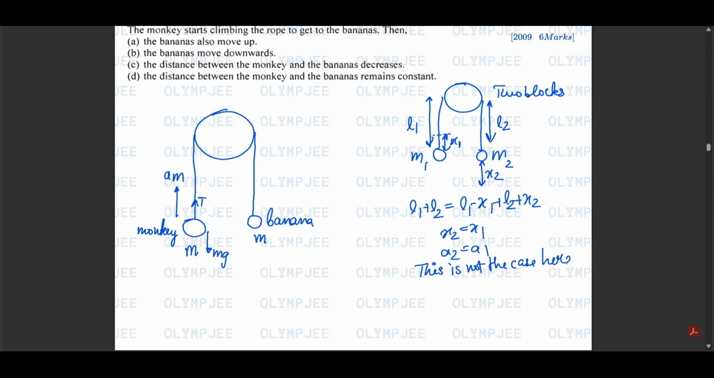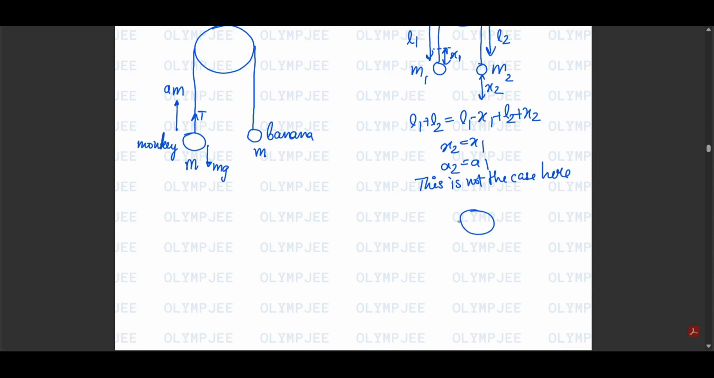Because here what is happening, if this is the monkey and this is the banana, and this is L1 and this is L2, then the monkey will move upwards over here. The monkey will reach here, right? So it will move x1 distance upwards, and we assume that the banana will move x2 downwards.